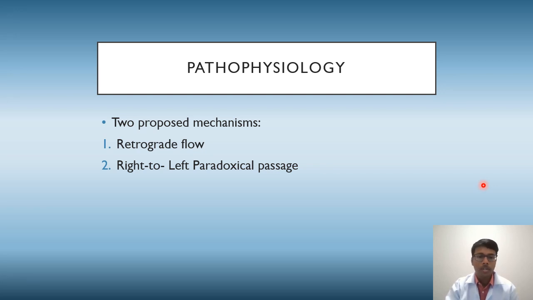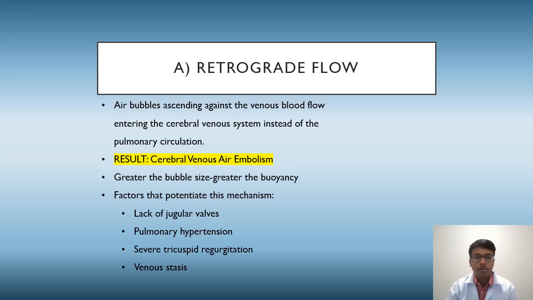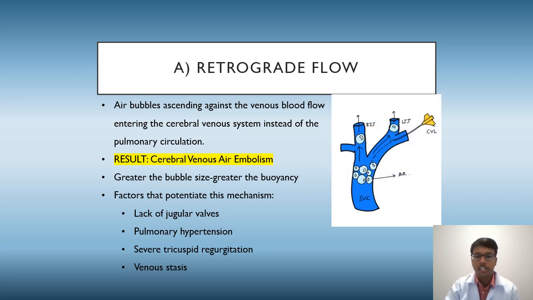bypassing the pulmonary system. These are retrograde flow and right to left paradoxical passage. The first one: the air bubbles ascend against the venous blood flow, entering the cerebral venous system instead of the pulmonary circulation, which results in cerebral venous air embolism.